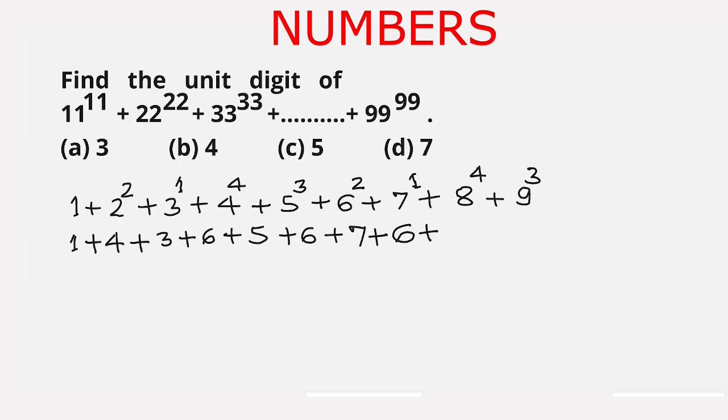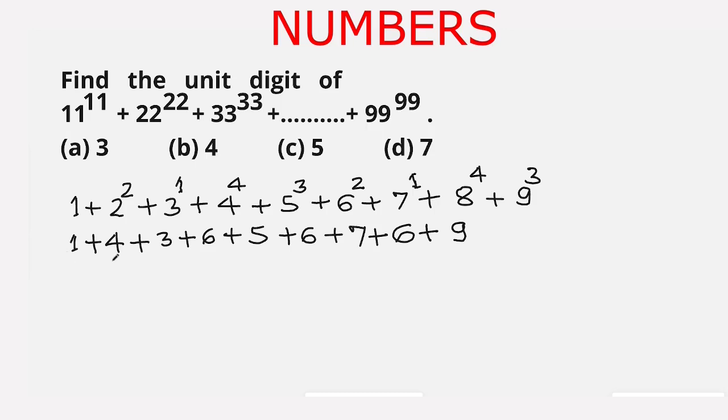9 to the power 3 leaves ones place digit as 9. 9 to the power 3 is 729, and ones place digit is 9. But the simple property of 9 is when the power of 9 is odd, it is 9, and when the power of 9 is even, it is 1. Ones place digit is 1. Now it is very easy. You can easily find the ones place digit.